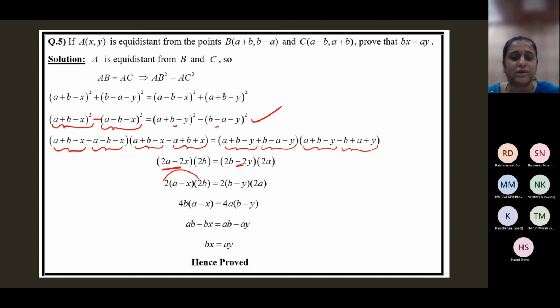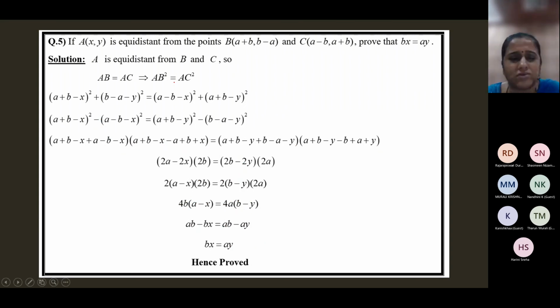Then this 2 into 2B is 4B. This 2 into 2A is 4A. So 4B into A minus X. And here you have 4A into B minus Y. So 4 on either side will get cancelled. So AB into BX, multiply AB and AY. So AB on either side gets cancelled and you get BX is equal to AY.